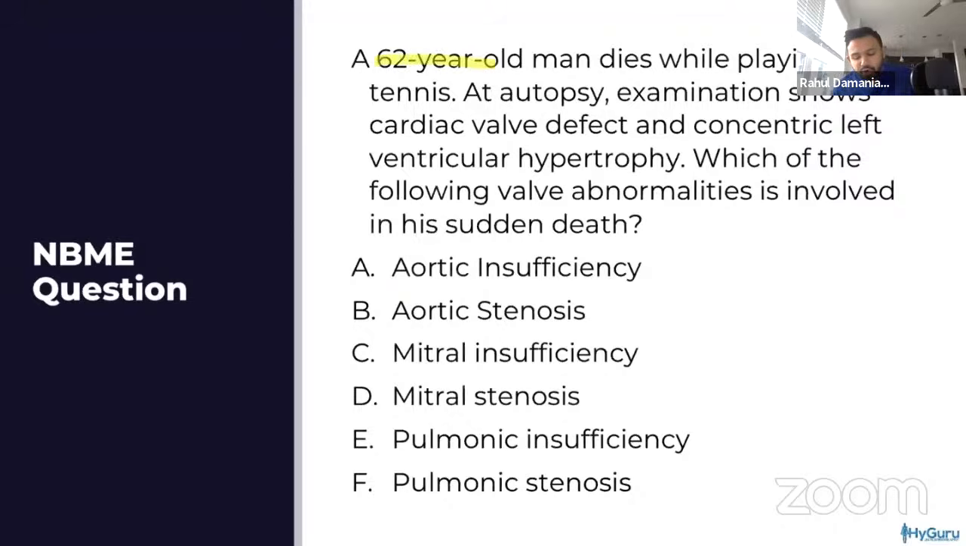A 62-year-old man dies while playing tennis. At autopsy, examination shows cardiac valve defect and concentric left ventricular hypertrophy. Which of the following valve abnormalities is involved in a sudden death? What do you all think is the answer? Go ahead and put that in the chat.